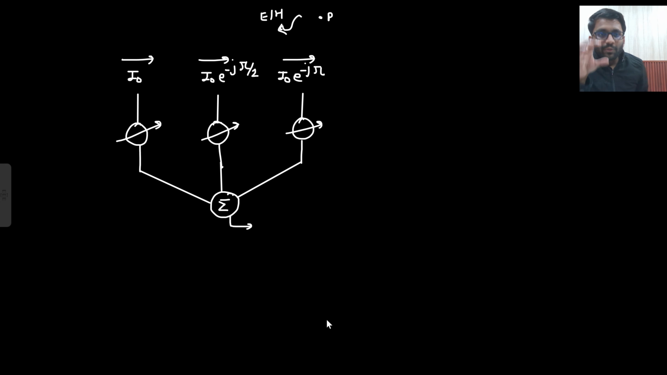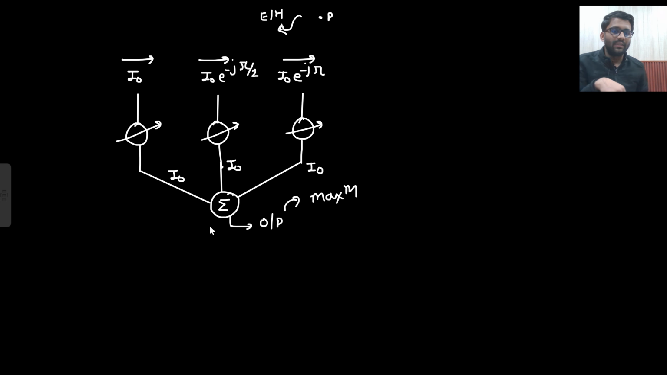So what should be the final output? What should be the maximum final output? This output you will receive, but it should be maximum. Can you let me know what could be the maximum final output? The maximum final output would be that from here I naught is coming, and from here as well I naught is coming, and from here as well I naught is coming. So the maximum possible output is I naught plus I naught plus I naught. So that would be 3 I naught.